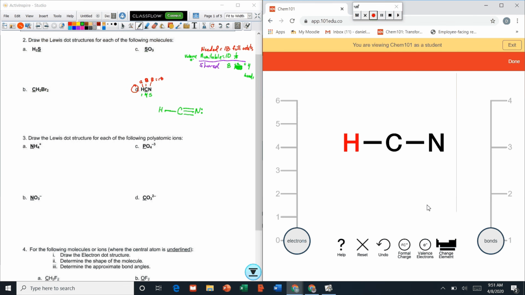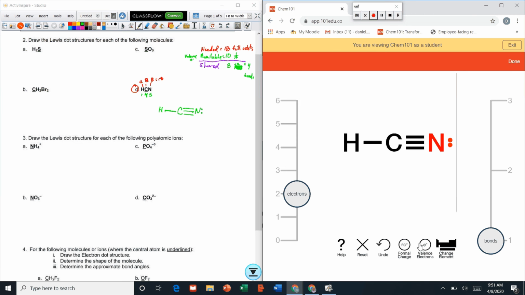All right, now the next thing is I have a single bond between hydrogen and carbon. I said there was a triple bond here, so I'm going to click on the bond and slide my slider to put 3 bonds. Now, the last thing is that I said that nitrogen has a lone pair of electrons on the outside, so I need to add 2 electrons to nitrogen.